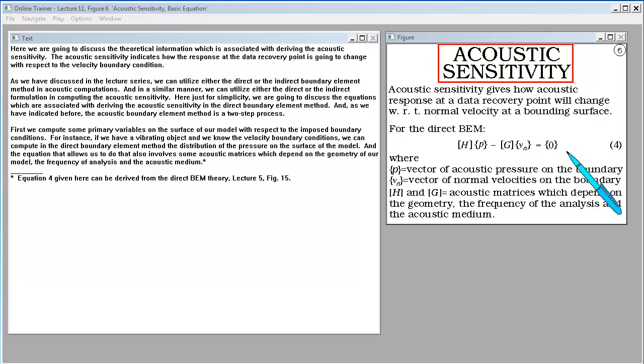And as we have indicated before, the acoustic boundary element method is a two-step process. First, we compute some primary variables on the surface of our model with respect to the imposed boundary conditions. For instance, if we have a vibrating object and we know the velocity boundary conditions, we can compute in the direct boundary element method the distribution of the pressure on the surface of the model, and the equation that allows us to do that also involves some acoustic matrices which depend on the geometry of our model, the frequency of analysis, and the acoustic medium.